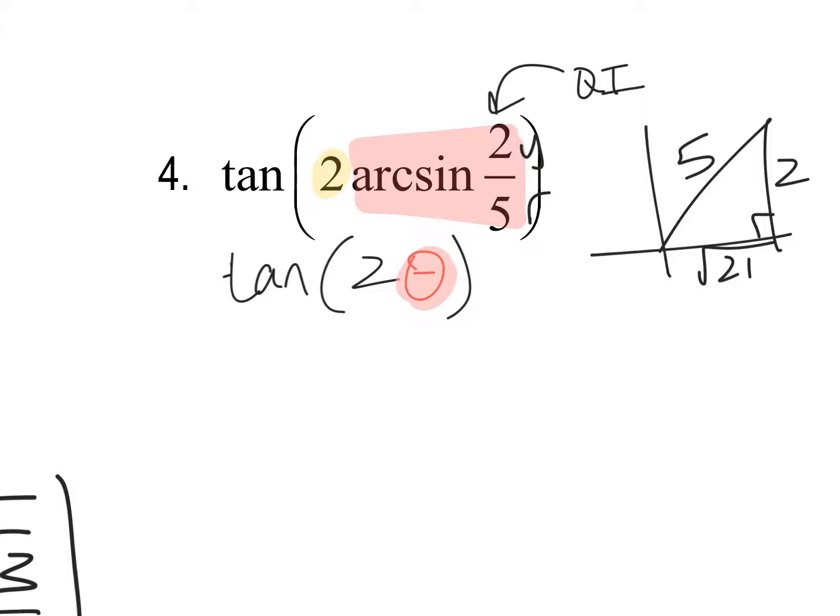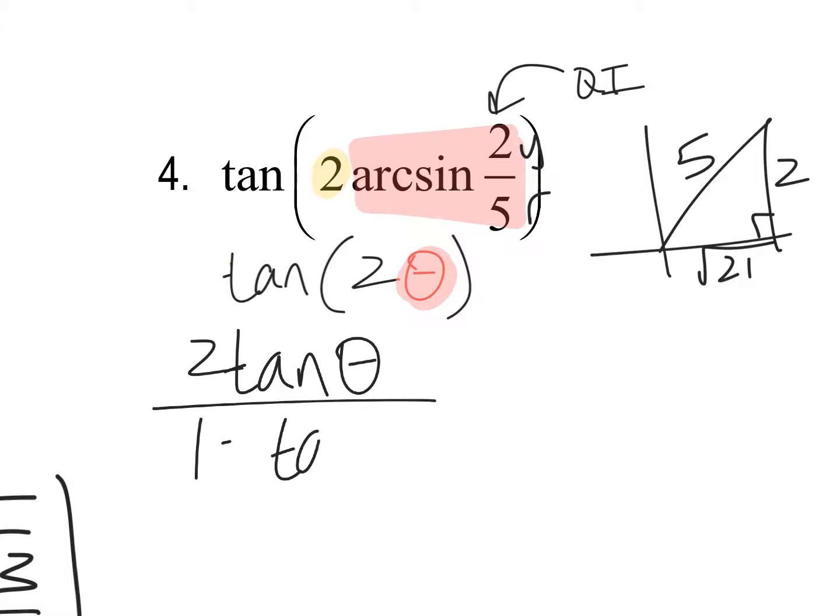And so I have a formula for tangent of 2 theta, or 2a, or 2x, or whatever you want to call it. It's tangent of theta times 2 over 1 minus tangent squared theta. Okay, so there is my formula, and all I'm doing is looking up at this triangle right here, and I am going to apply that triangle using the formula.